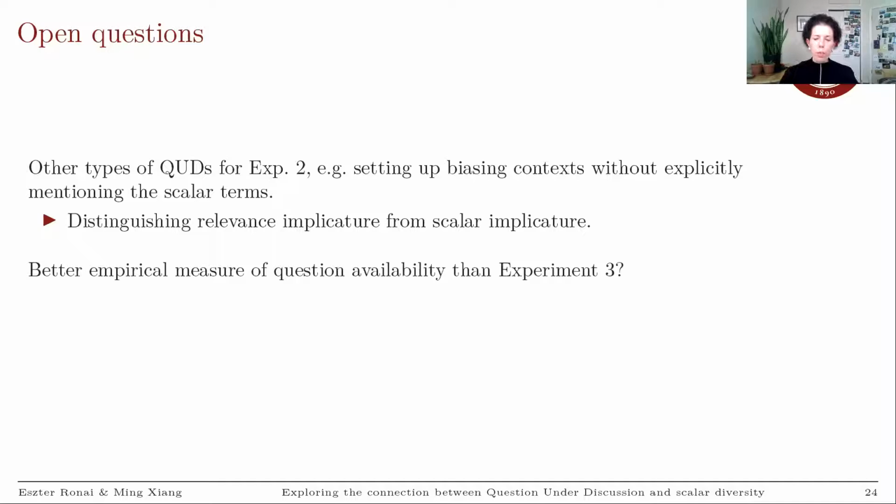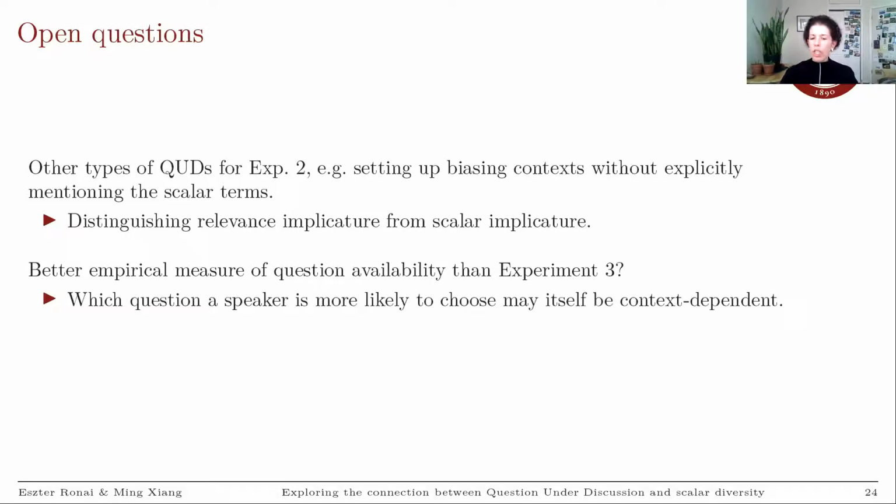And we're also exploring whether we might find a better empirical measure of question availability than the forced choice test that we used in experiment 3. So we're interested in how likely someone is to entertain a QUD about the stronger scalar term, and there might be better ways of getting at that experimentally. And of course, which question a speaker is more likely to choose, or how likely they are to entertain the QUD that is based on the stronger term, may itself be a context-dependent notion.